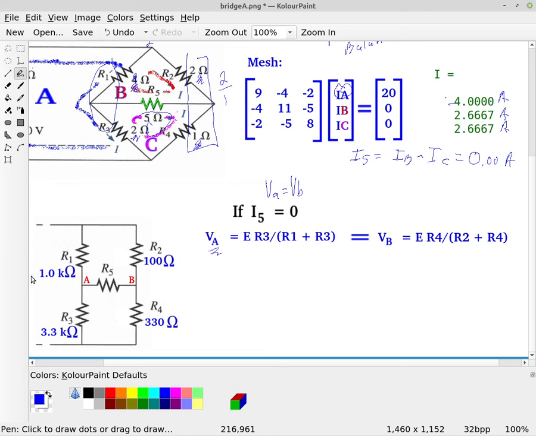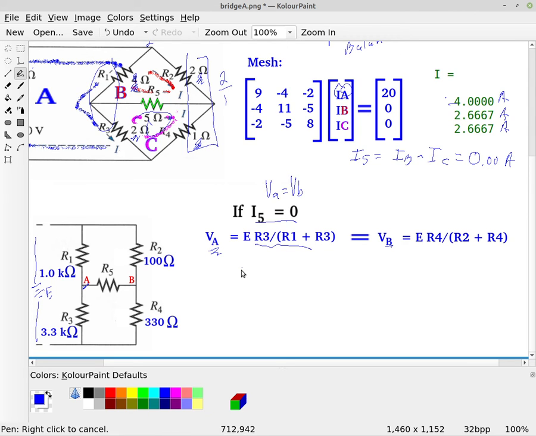And so if we assume that we're supplying this with some voltage source E that is powering this circuit, VA, using the voltage divider rule and saying there's no current flowing through R5, would be E, whatever E is, times R3 divided by R1 plus R3. That's just a simple voltage divider rule. Likewise, VB is going to be R4 divided by R2 plus R4, times E. So now, if these are equal, then there would be no current flowing through this resistor.